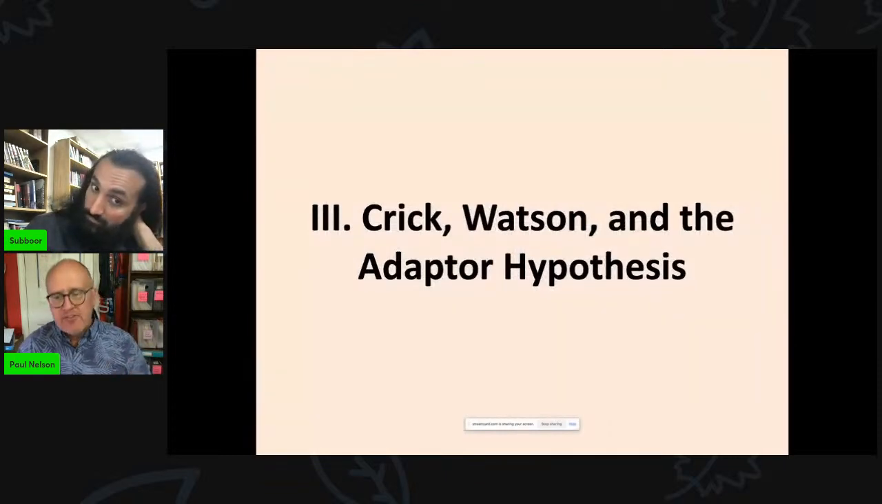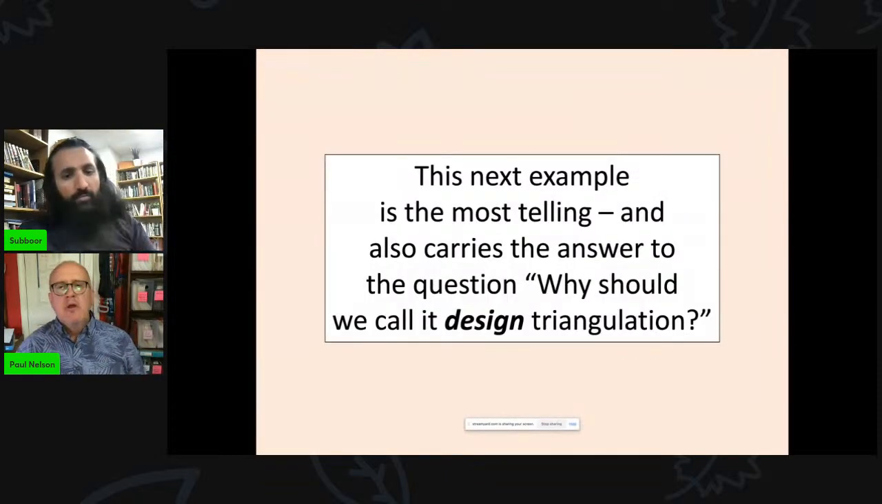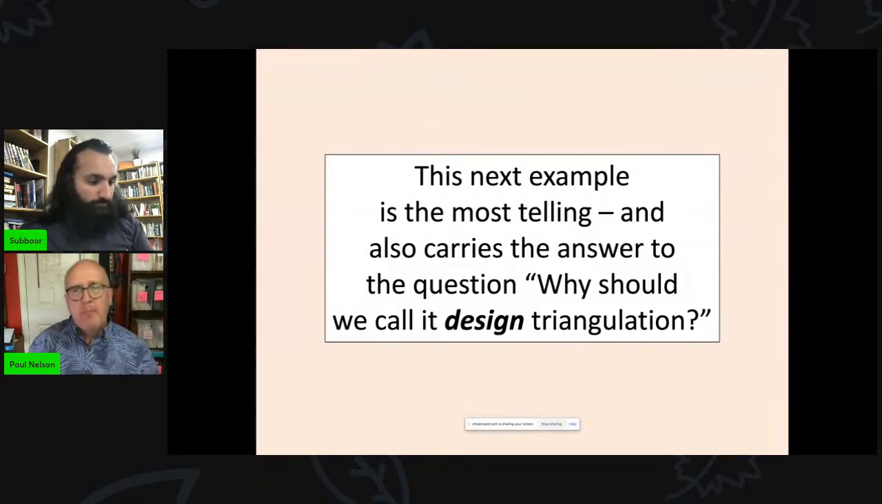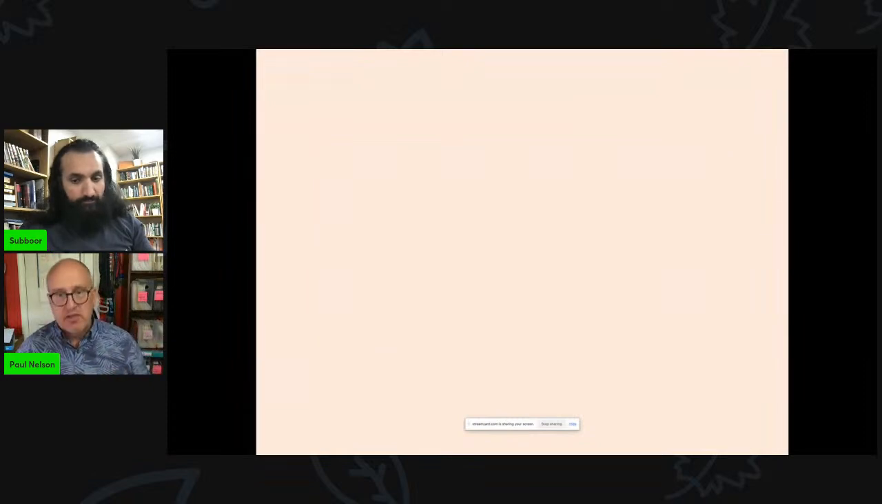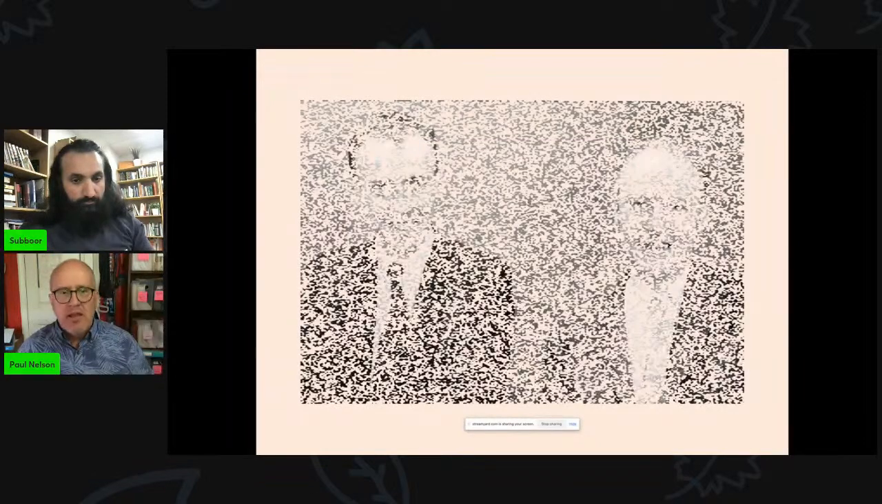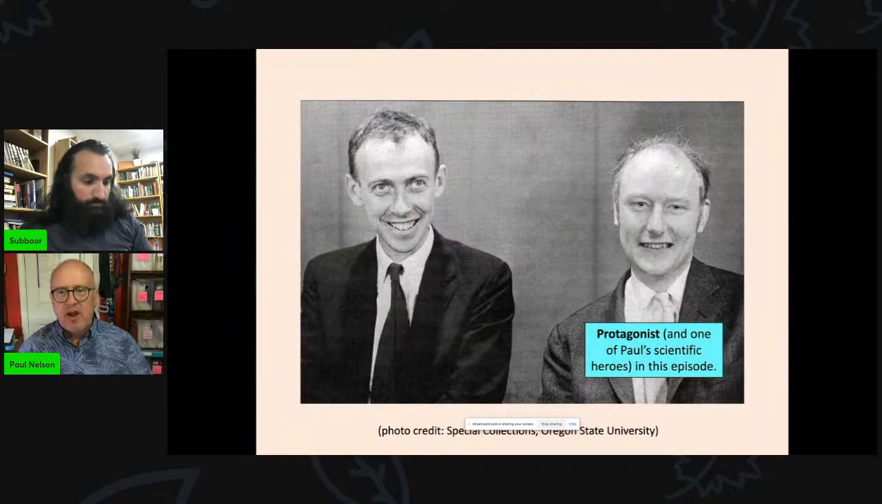All right, Crick, Watson, and the adapter hypothesis. Okay, this is where the temperature in the room begins to rise, and this is the case, or the example, where we move from functional triangulation to why I want to call this design triangulation. Okay, our players in our story. Here is our protagonist, our hero, Francis Crick.